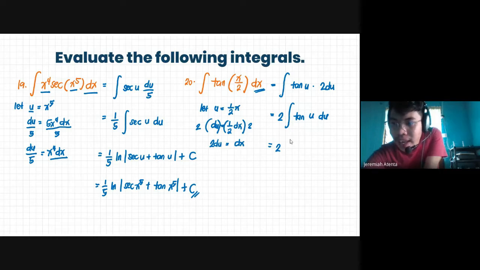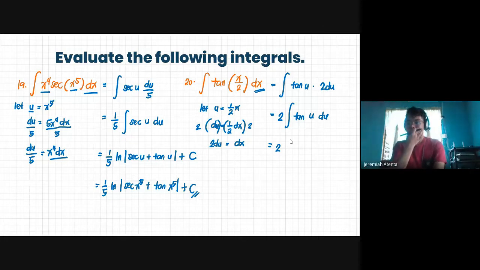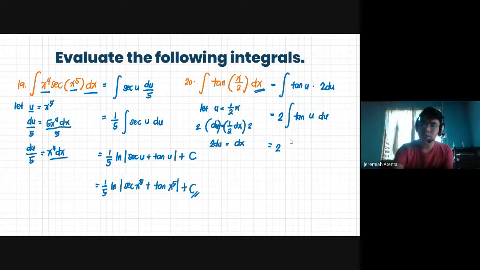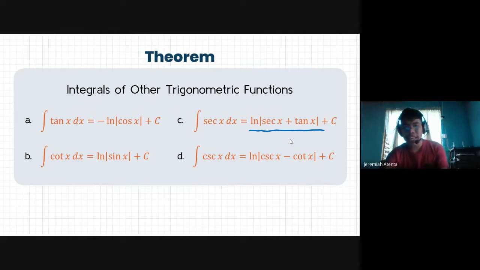Okay, so we have ln of the absolute value of cosine daw. Ayan. Wait lang. Oh my God. Sorry. Ayan. Okay, so we have negative. Yes, it is negative. Is it negative? Tingnan natin yung formula kanina. Ayan. For tangent, it is negative of ln of cosine x.